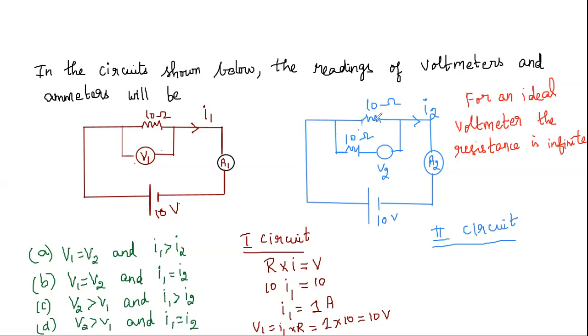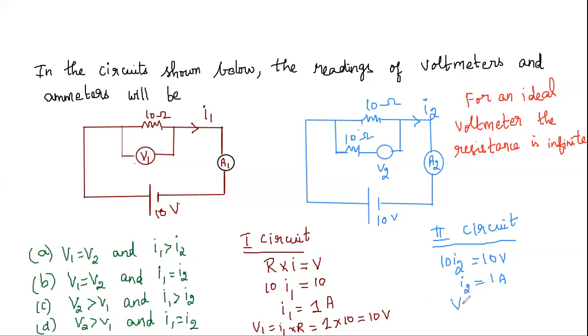For that, we have to apply Ohm's law and find it out. Yes, your answer is right. Very good. So we apply Ohm's law: V equal to I into R. Here 10 ohm into I2 will be equal to 10 volt, the battery supply. So I2 will be 1 ampere. And using this, you can calculate V2.